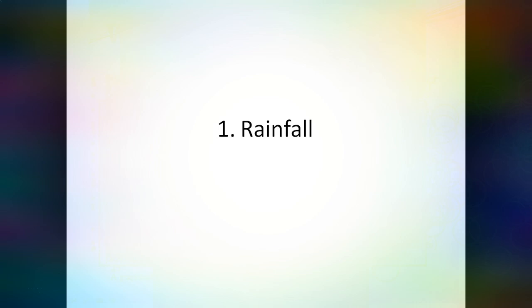Now we will discuss rainfall. Up till now, we have discussed how water is important for life and what are the major issues faced by humanity in this millennium. Now we are going to discuss various aspects of water that are important for all living organisms. The first aspect is rainfall.